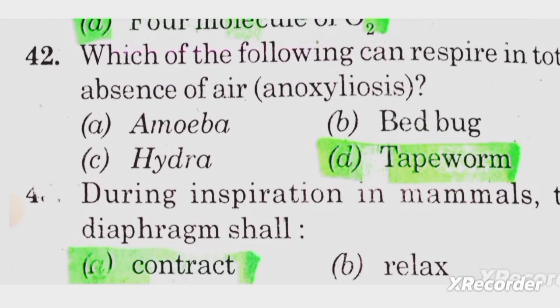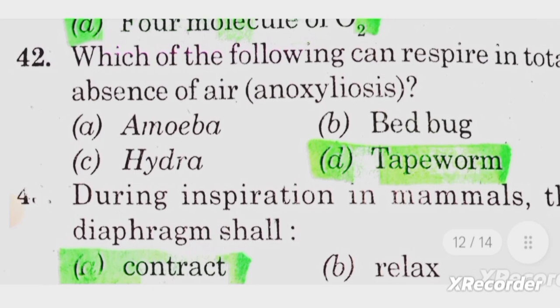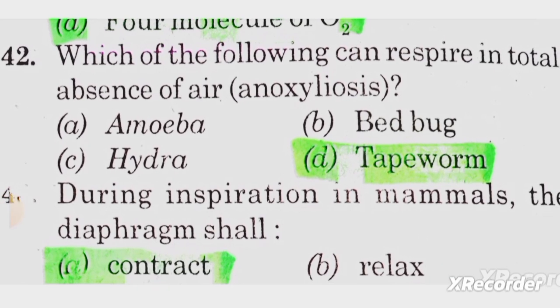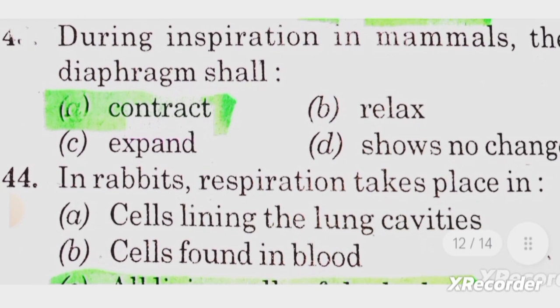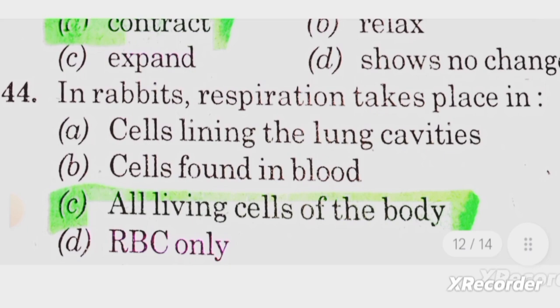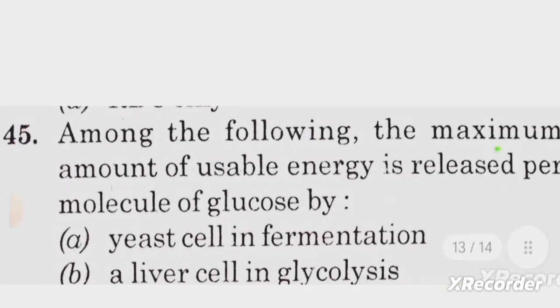Next. 42. Which of the following can respire in total absence of air? Answer D, tapeworm. 43. During inspiration in mammals the diaphragm shall answer A, contract. 44. In rabbits respiration takes place in all living cells of the body. Next. 45.